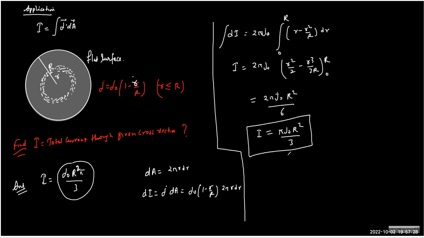So this is not a big deal. For any medium in a steady state, what remains constant? Current remains constant, right? So even though J is variable, what will remain the same? Current. I remains constant for any steady state.